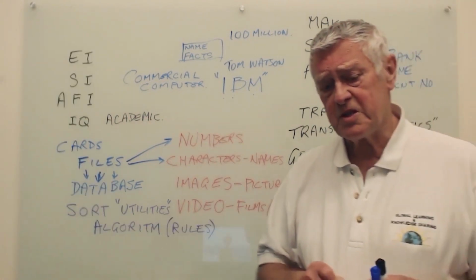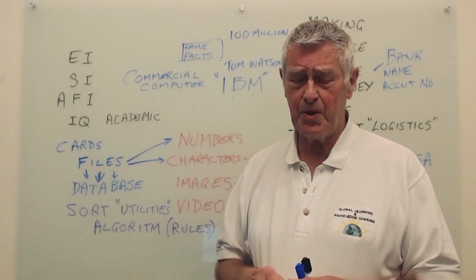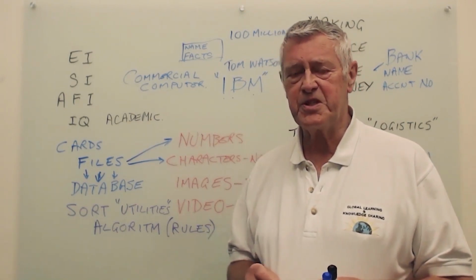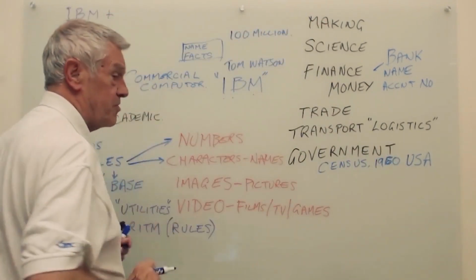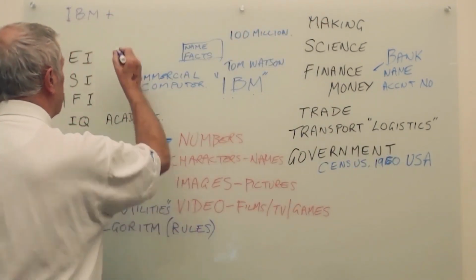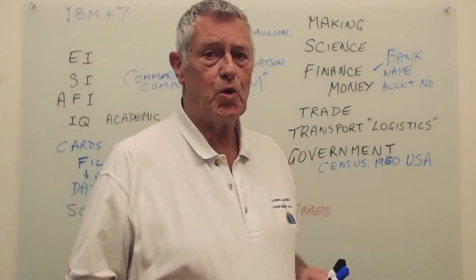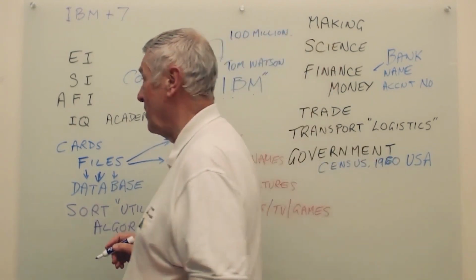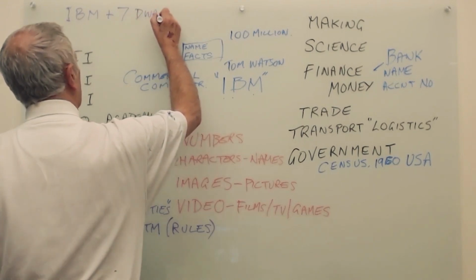And that was a successful business. In fact, IBM became the biggest computing company in the world. Over the next 10 years, IBM plus about 7 other companies came along. Those 7 companies were called the 7 dwarfs because they were small compared to IBM. So it was IBM and the 7 dwarfs.